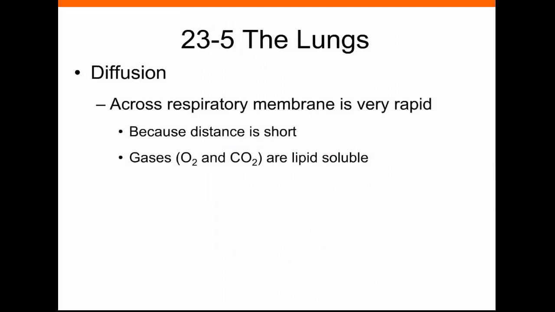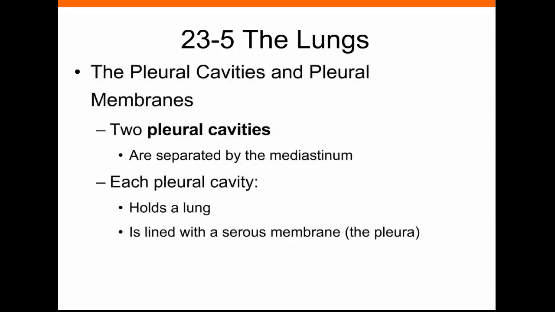So diffusion across the respiratory membrane is very rapid because the distance is short and the gases, carbon dioxide and oxygen, are lipid soluble, soluble in fat. The pleural cavities and the pleural membranes. Remember, there are 2 pleural cavities separated by the median ostium. That means each lung has its own pleural cavity.